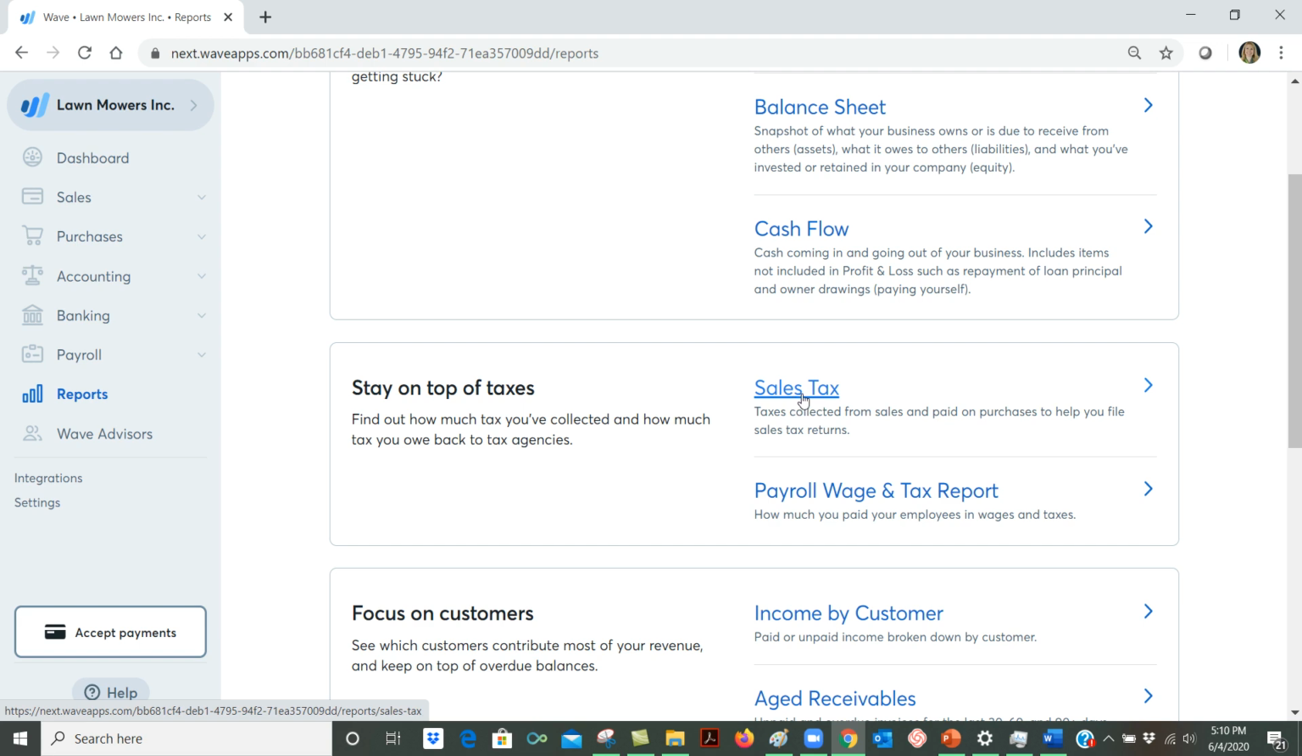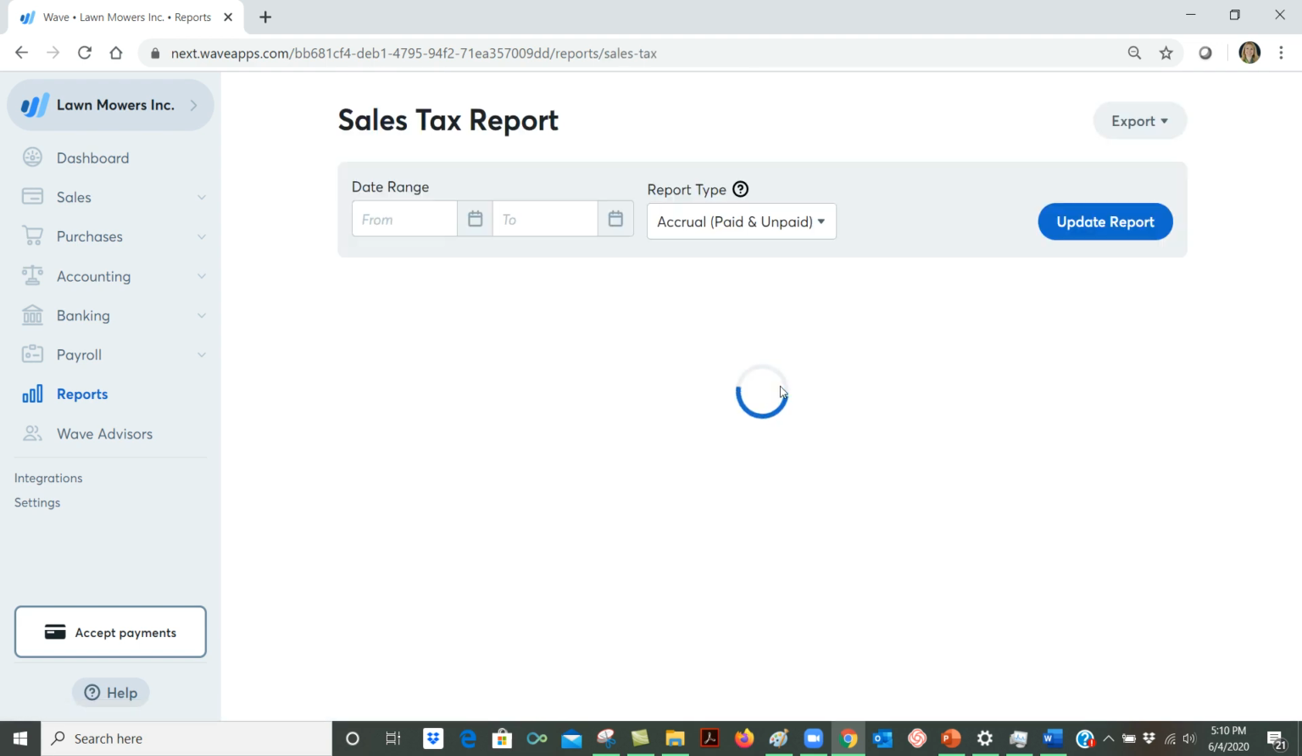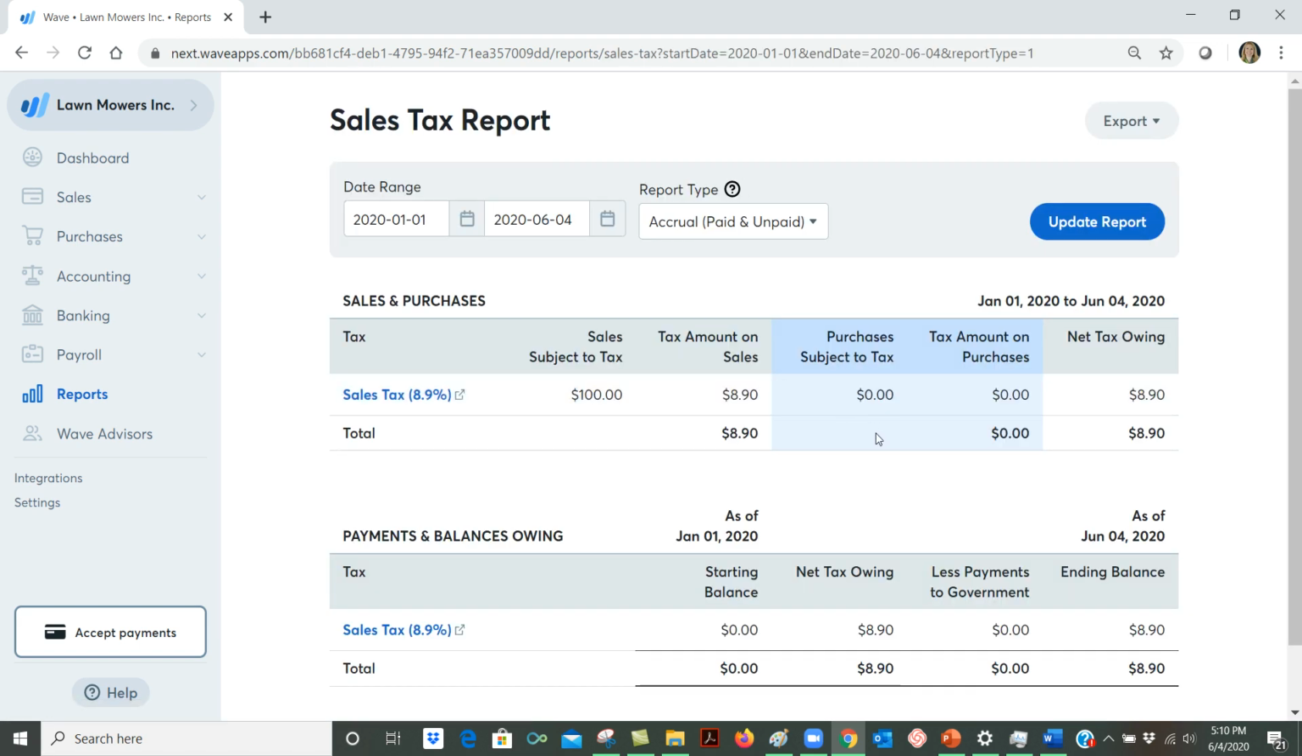And then the last report I want to show you is the sales tax report, because it's so important that we pay the sales taxes owed to the state. We can generate this sales tax report to be sure we're keeping on top of what we owe. And so we see, again, we owe $8.90. And so we need to set that cash aside that we collected from the customers so that we're sure to have that amount to pay to the state when our sales tax is due.